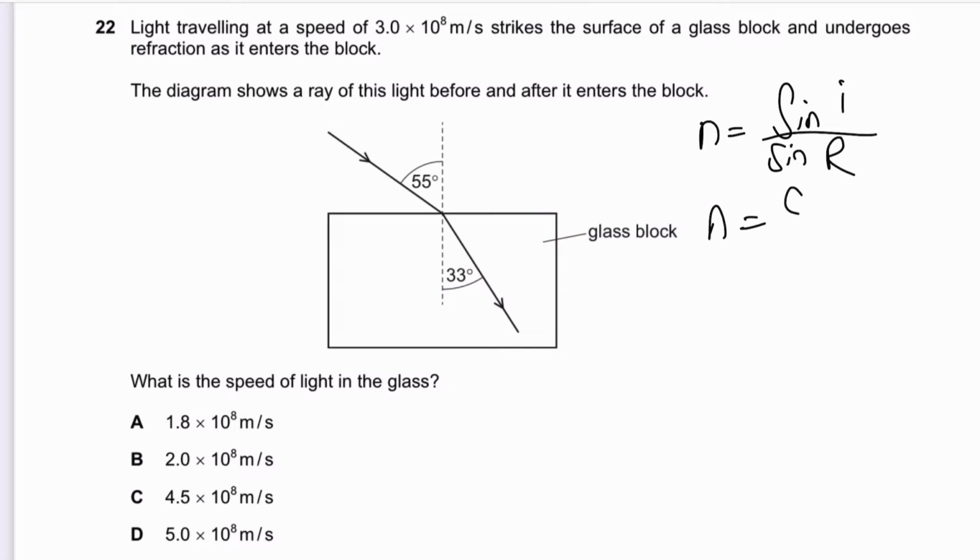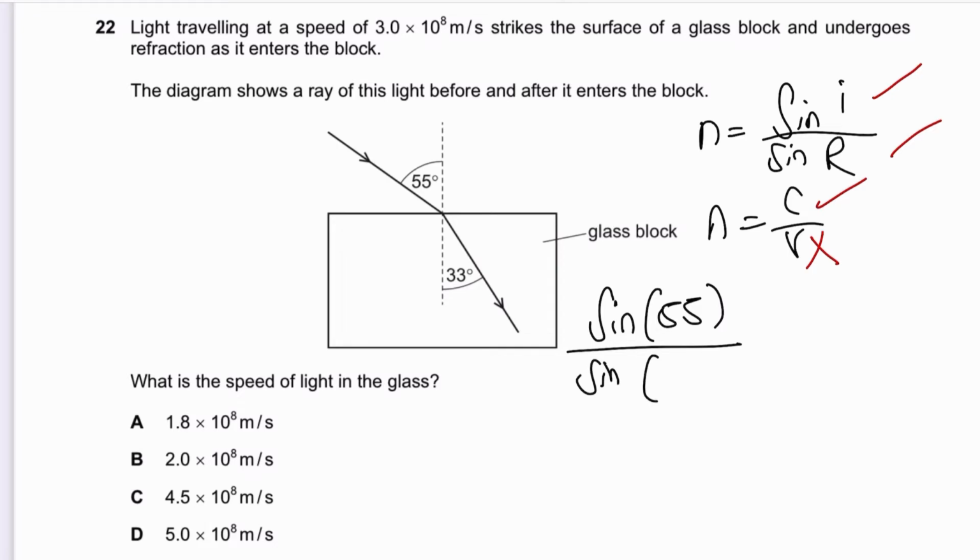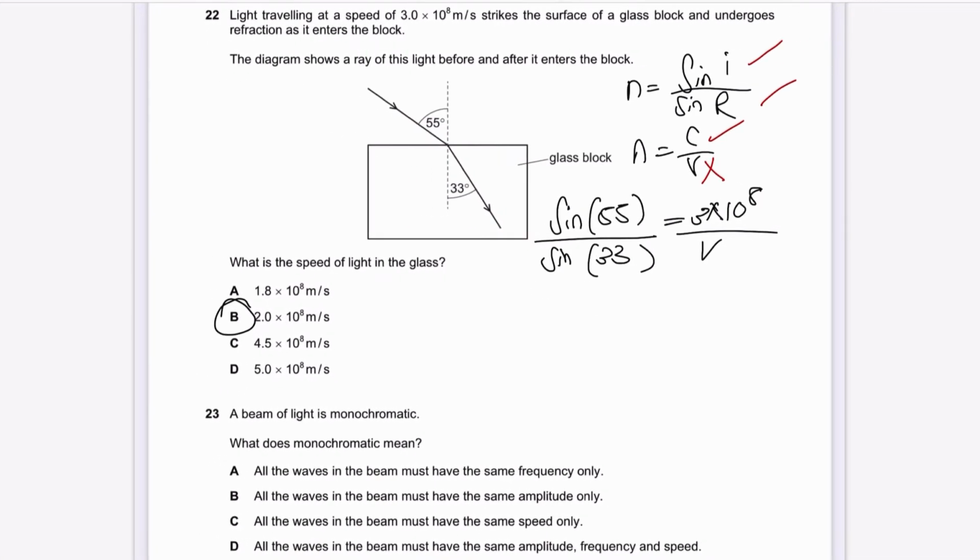Second, c upon v. Now we have this, we need to find this. So we equate both of these equations. We get sine of the incident ray, which is 55, upon sine of the refracted ray, which is 33, equals c, which is 3 into 10 to the power 8 meters per second, upon v. When you do this, the answer for v will be around 1.98, so 2 into 10 to the power 10 meters per second.